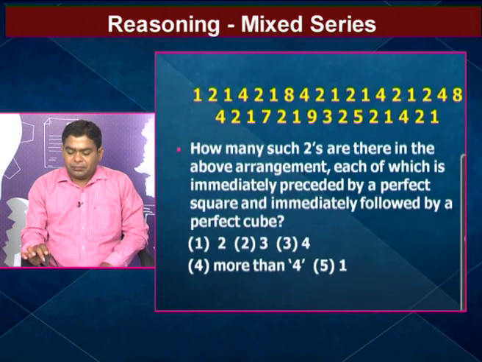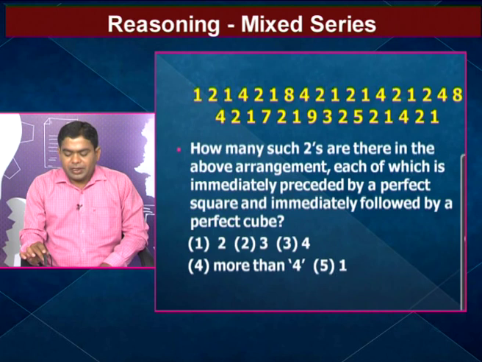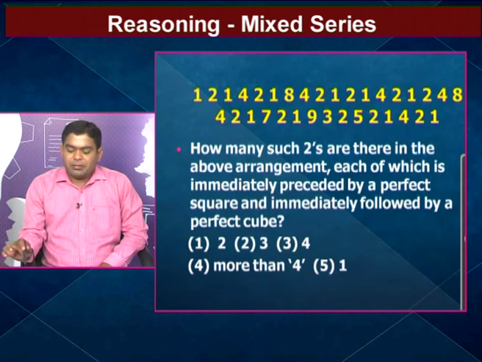Next we go to the 2. It is preceded by an odd number, but in our condition it must be preceded by a perfect square, so this 2 does not satisfy the condition. After that we go to the next 2. It is preceded by 3, which is not a perfect square, so it is not counted. After that we go to the next 2. It is preceded by 5 and followed by 1. 5 is not a perfect square, so we do not count that 2. After that we go to the next 2.